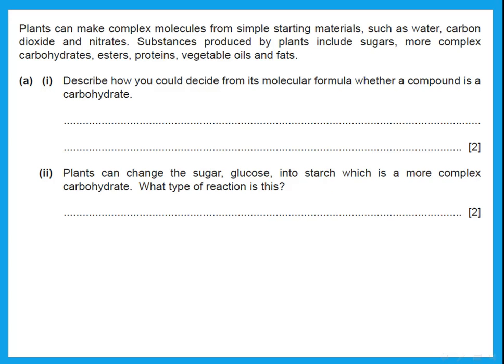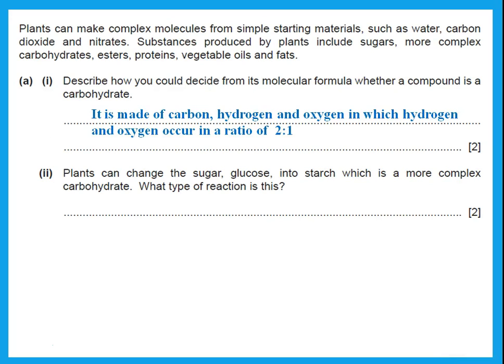Okay, describe how you could decide from its molecular formula whether a compound is a carbohydrate. Again, we said if it's a carbohydrate, then it is made of carbon, hydrogen, and oxygen, first of all, and then the hydrogen and oxygen should occur in a ratio of 2 to 1.